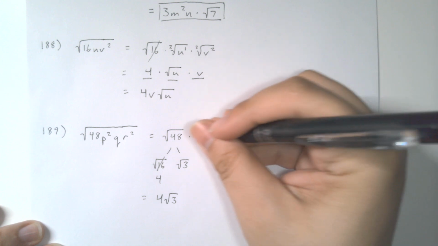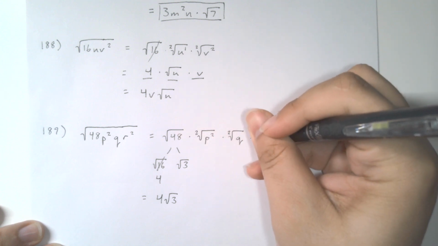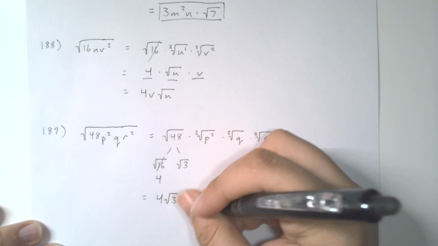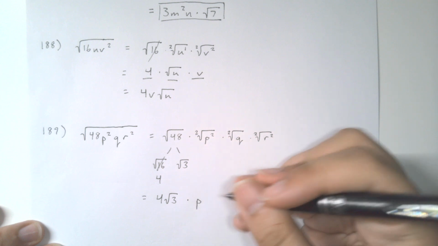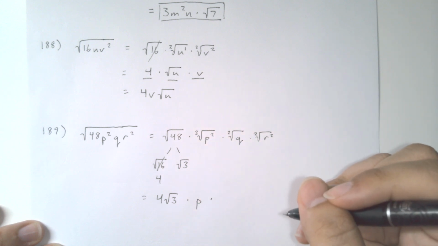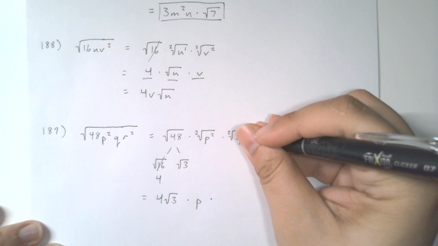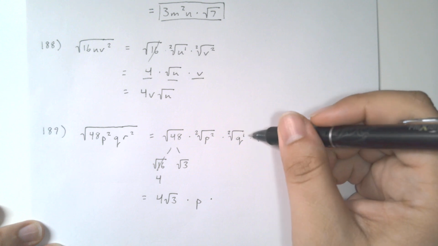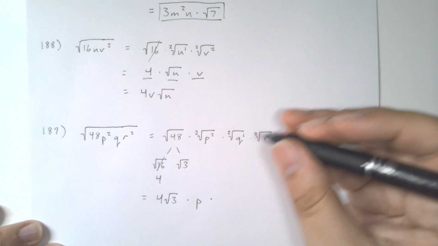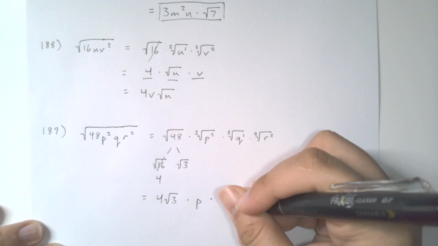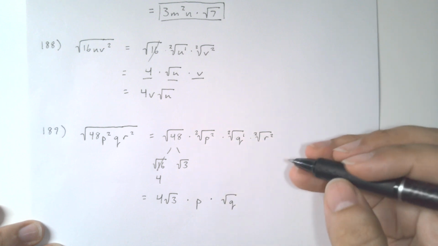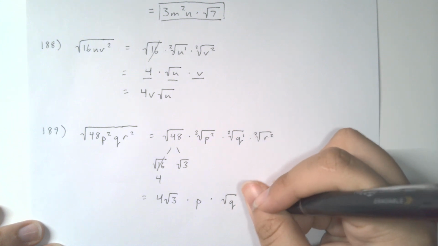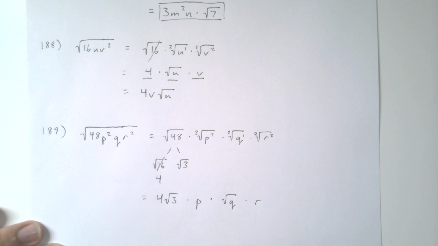And now we have our implicit indices of 2 here. How many times does 2 go into 2? It goes in once with no remainder. So we just have p to the power of 1, which is just p. We then ask ourselves, we have an implicit exponent of 1 there, how many times does 2 go into 1? It doesn't. So this is already simplified. It's just the square root of q. And then similarly, how many times does 2 go into 2? It goes in once. So we have r to the power of 1.